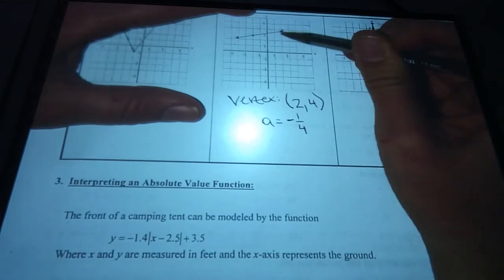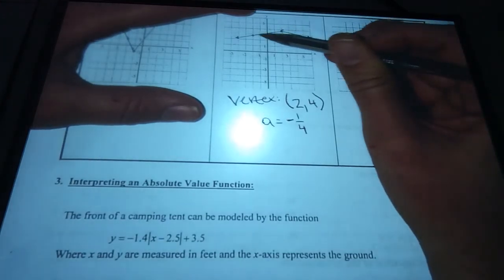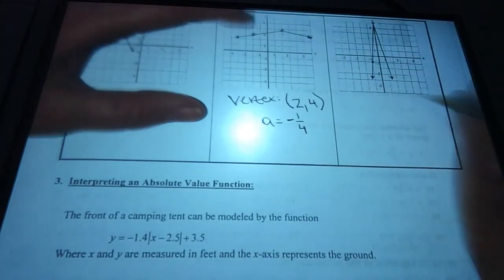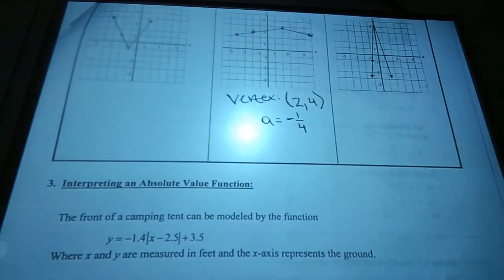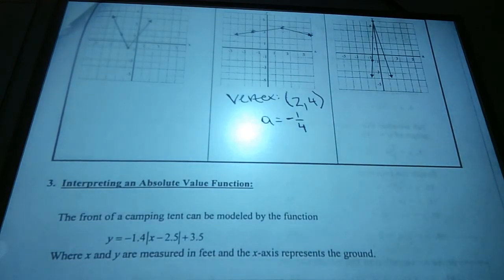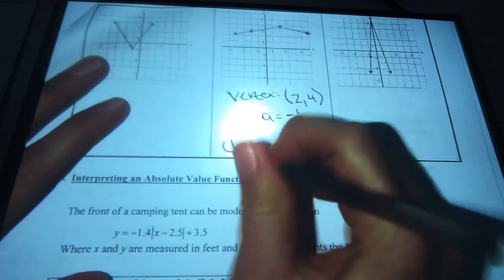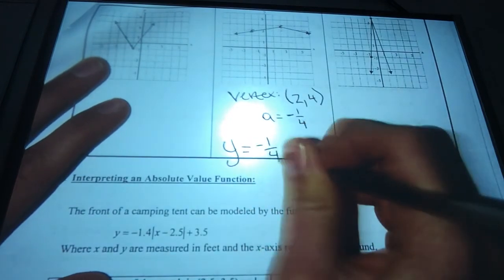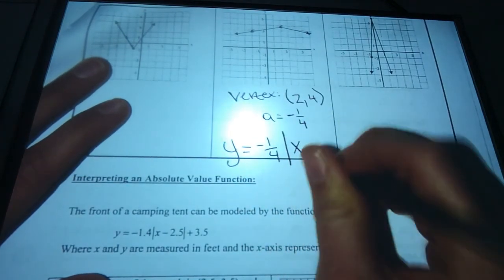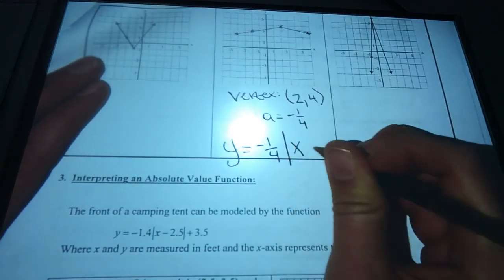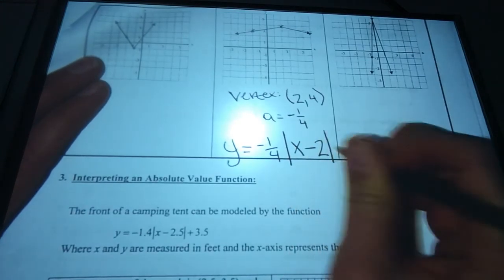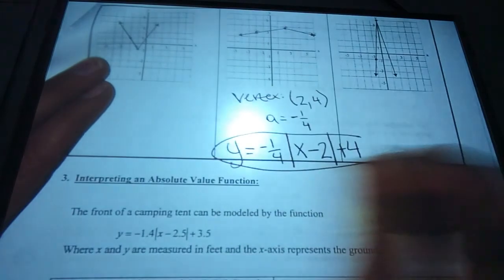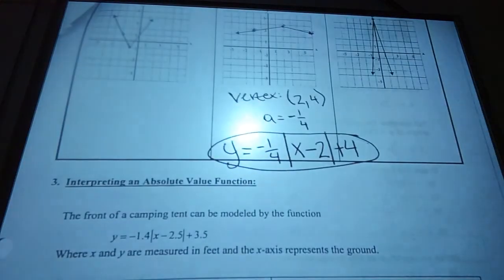It's shifted. Did you do 4 over -1? No, sir, you could not. Your rise over run. So rise, you're only going down 1, run 4. Oh, I was going to run over rise. Yeah. So y equals -1/4 absolute value of x minus 2 plus 4. Is this also easier than writing a piecewise function?